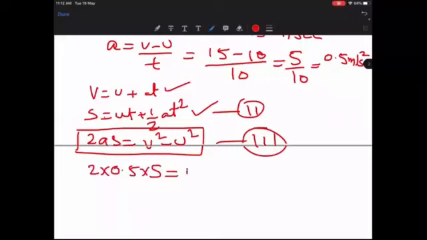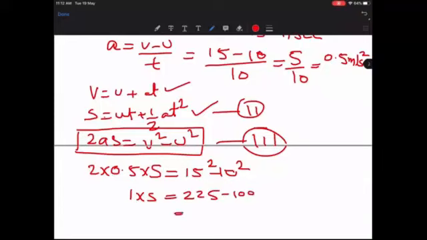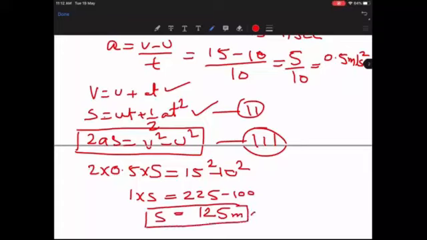What is your v square? 15 square. What is your u square? It is 10 square. So if you solve this, you will be getting 1 into s. 0.5 into 2 is 1 into s is equal to 225 minus 100. So you will be getting 125. So s is equal to 125. What is the unit? Meters. So this is your distance.